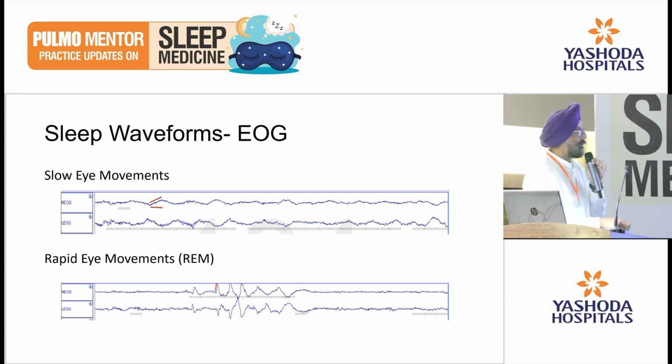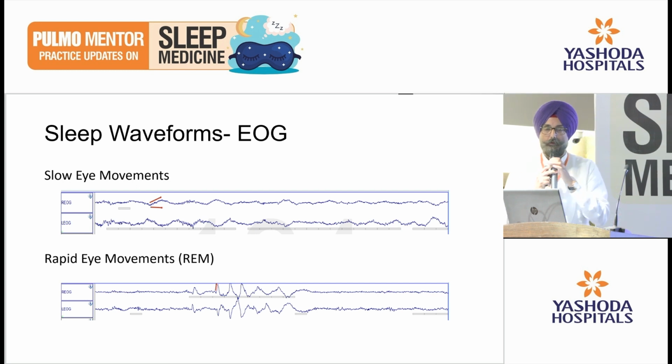And one of the characteristic features of slow rolling eye movements is from the time they start going up to the peak, this time duration is usually more than 0.5 seconds. So by measuring it, we will know whether this is a slow rolling eye movement or not.